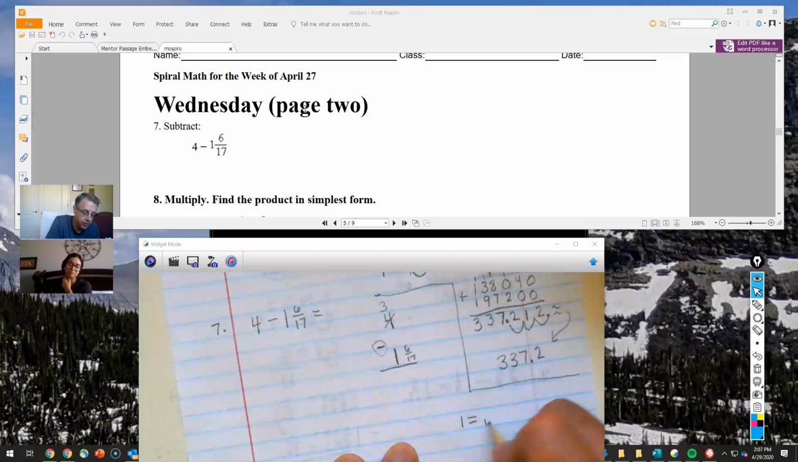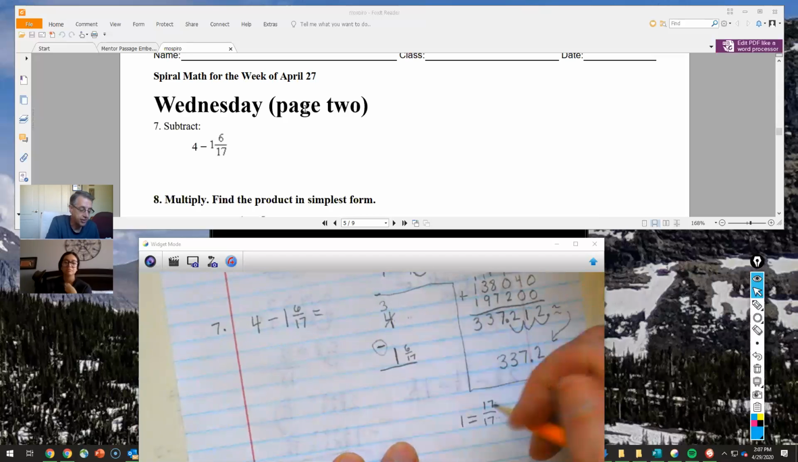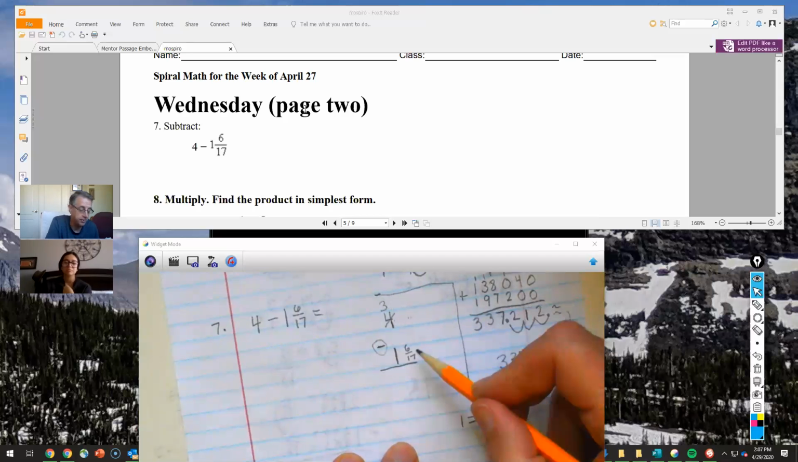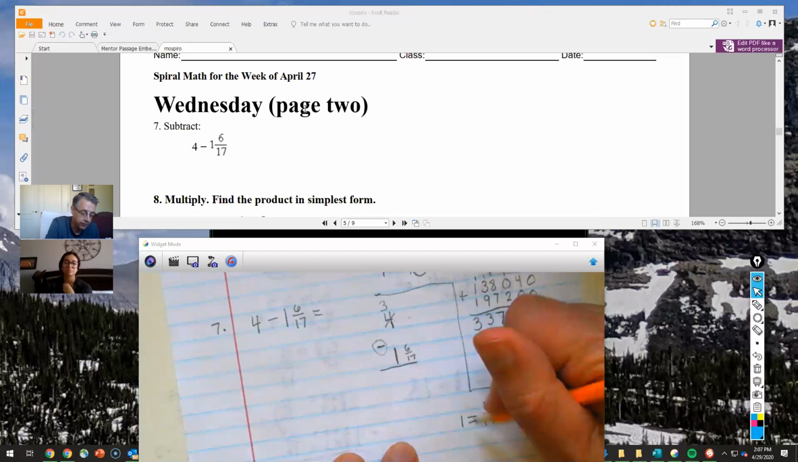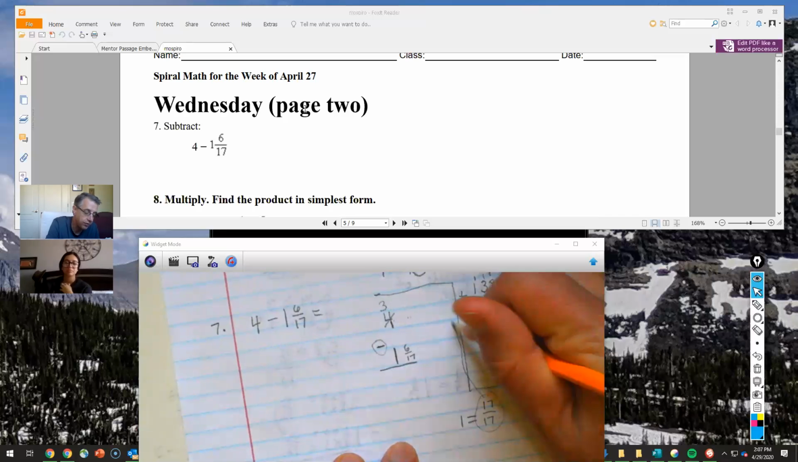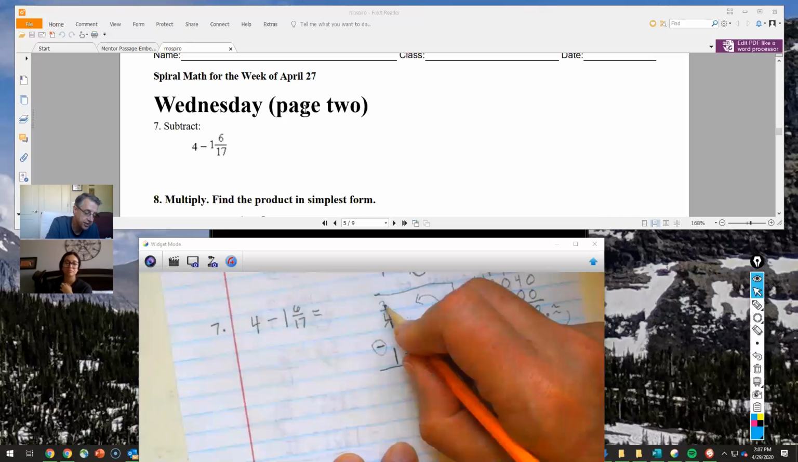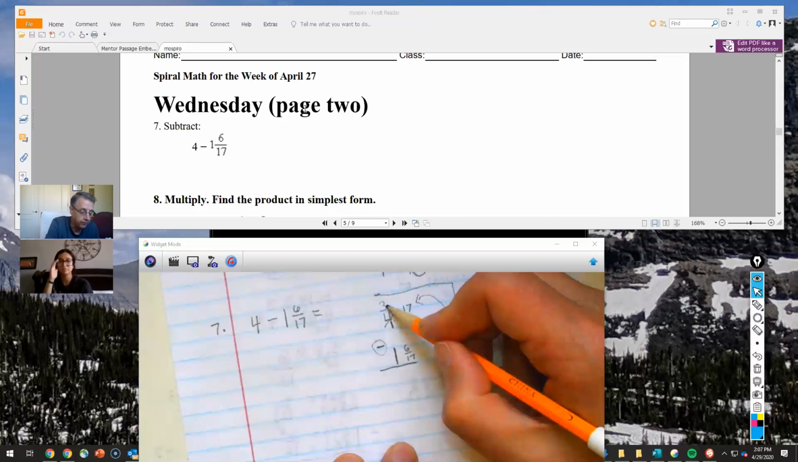That's always going to be the same number in the top and the bottom, because 1 whole is the same denominator and the same numerator on top, 17/17. That matches 6/17, the denominator, so that's what I want to have here. So now I'm going to turn that 1 into 17/17 and bring it right over here. That 1 that I borrowed from the 4 is now 17/17. The 4 is now 3.